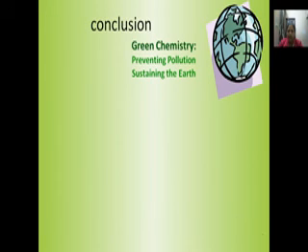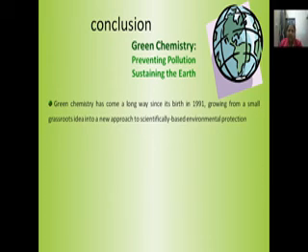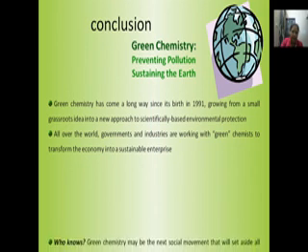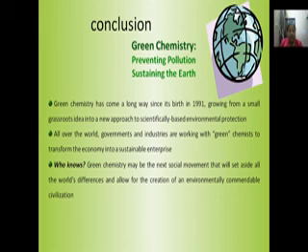Conclusion. Green chemistry: preventing pollution, sustaining the earth. Green chemistry has come a long way since its birth in 1991, growing from a small grassroots idea into a new approach to scientifically based environmental protection. All over the world, governments and industries are working with green chemists to transform the economy into a sustainable enterprise. Who knows, green chemistry may be the next social movement that will set aside all the world's differences and allow for the creation of an environmentally commendable civilization.